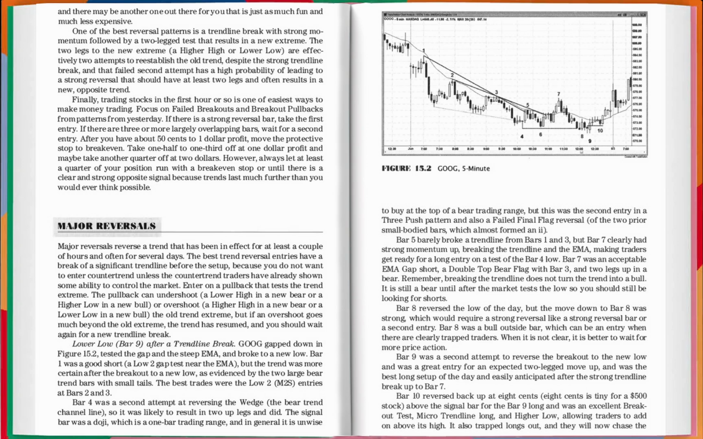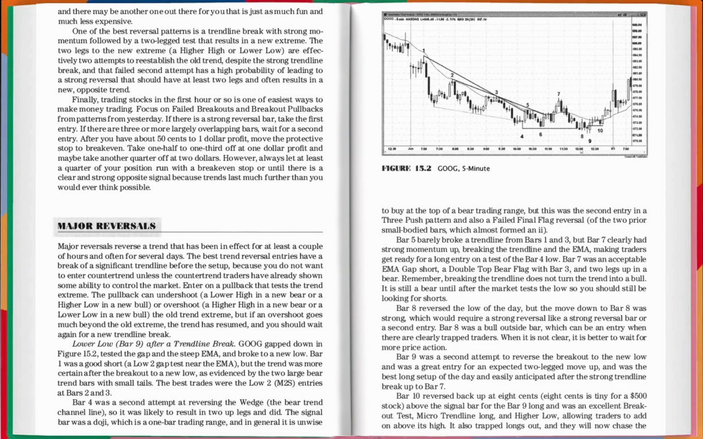One of the best reversal patterns is a trendline break with strong momentum followed by a 2-legged test that results in a new extreme. The 2 legs to the new extreme, a higher high or lower low, are effectively 2 attempts to re-establish the old trend, despite the strong trendline break, and that failed second attempt has a high probability of leading to a strong reversal that should have at least 2 legs and often results in a new, opposite trend.